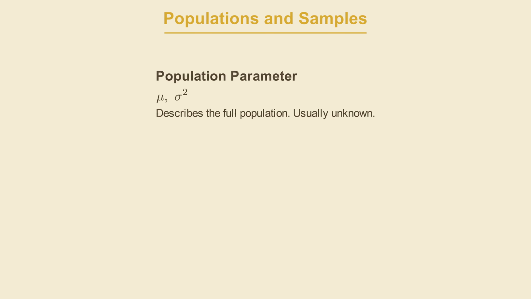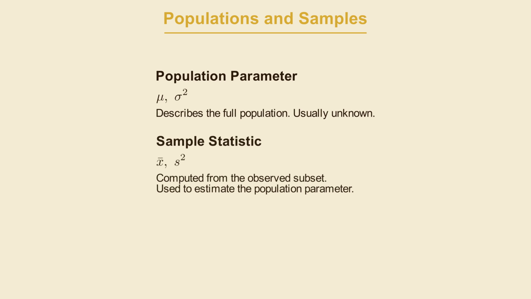A population parameter is a number that describes the full population. For example, the true average return across every fund a manager runs, or the actual default rate across every loan a bank holds. Parameters are usually unknown. That's the whole problem. We're trying to figure them out. A sample statistic is the same kind of number, calculated from a subset we actually observed instead of from the full population.